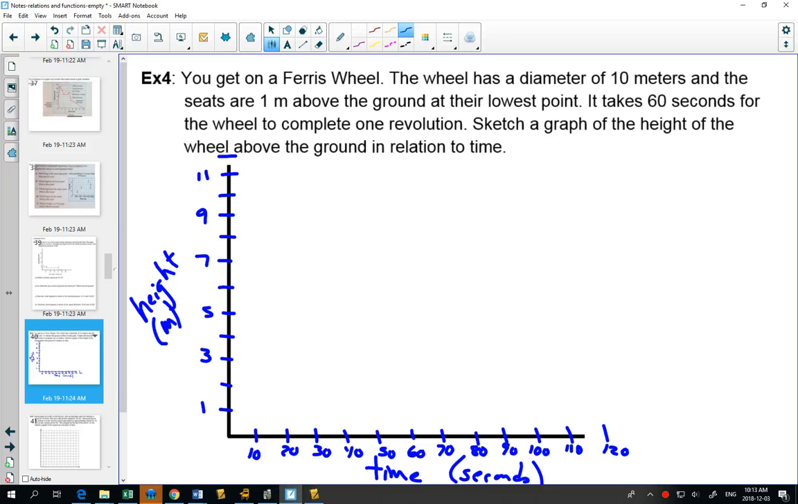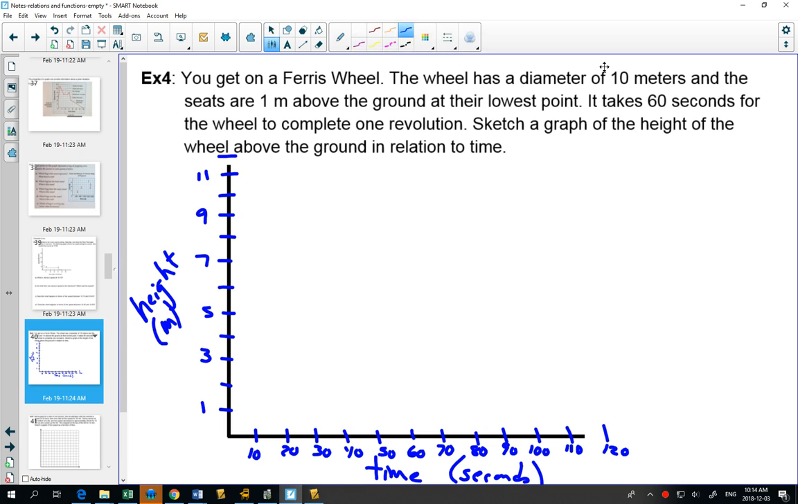Okay, it takes 60 seconds for a wheel to complete 1 revolution. So on my scale I went up to 120 seconds so we could see going around a Ferris wheel twice. The height: we start 1 meter above the ground, and the wheel has a diameter of 10 meters. So the highest you're ever going to get is 11 meters, because you're starting at 1 meter, right?